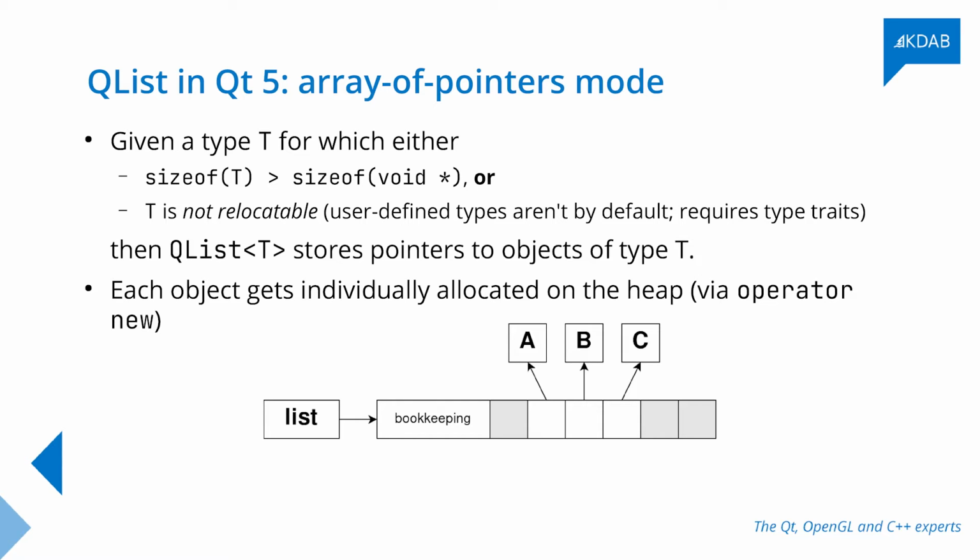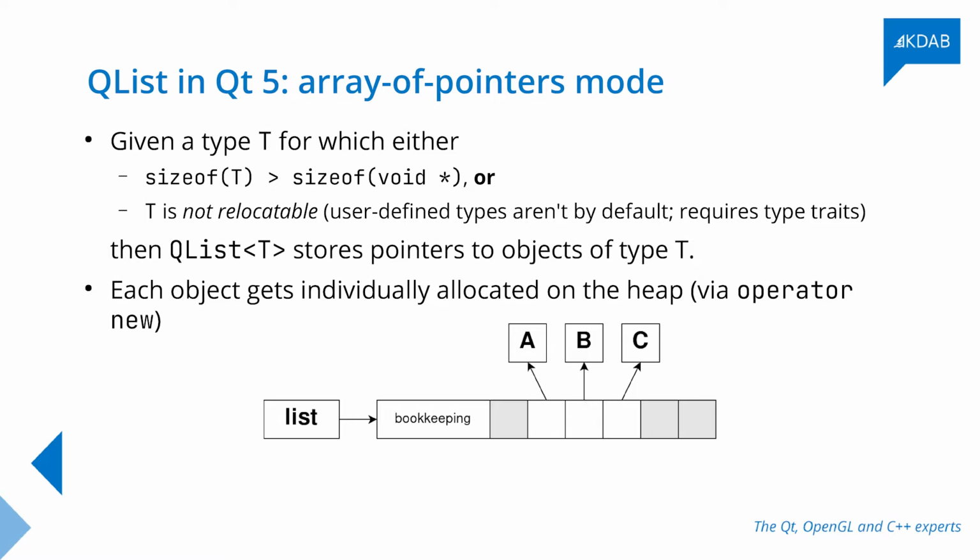You need to declare that a given type T, that maybe you're defining yourself, is relocatable for QList to know about it. By default, QList is not going to assume that a type is relocatable unless it's told so. And this is interesting because effectively it means that this strategy, the array of pointers strategy, is the default strategy of QList for user-defined data types, unless, again, you do something extra, unless you tell QList that your type can be moved in memory.